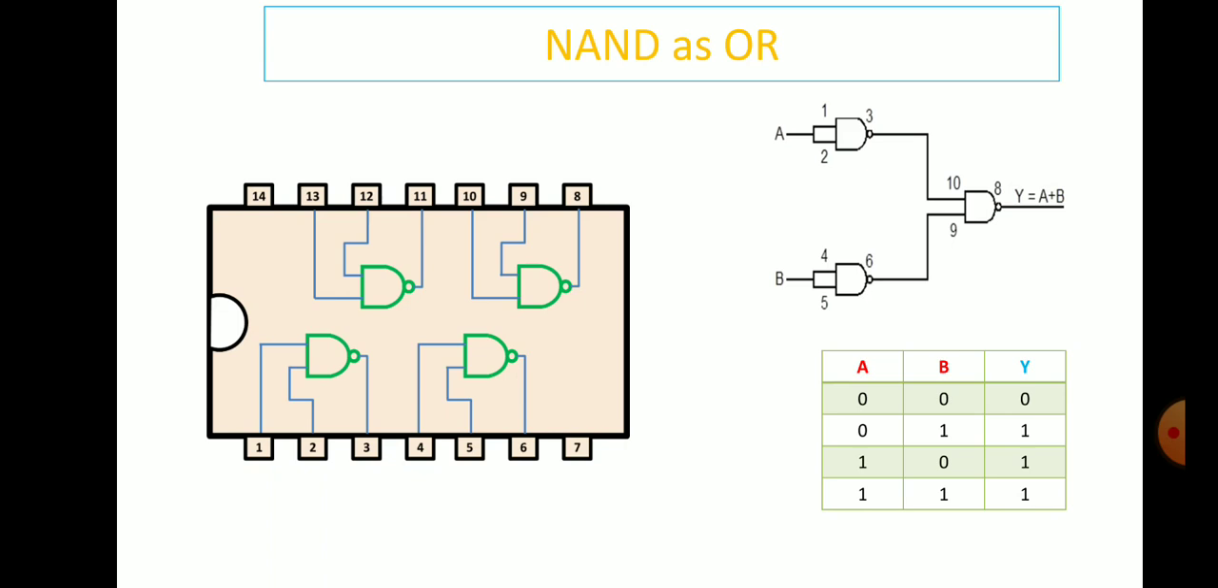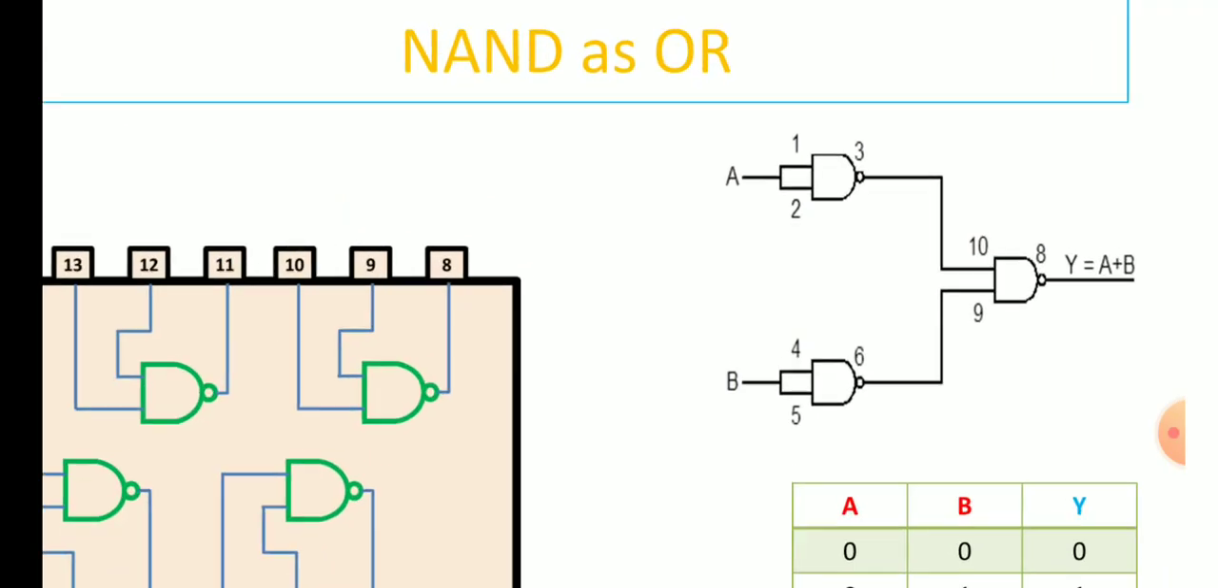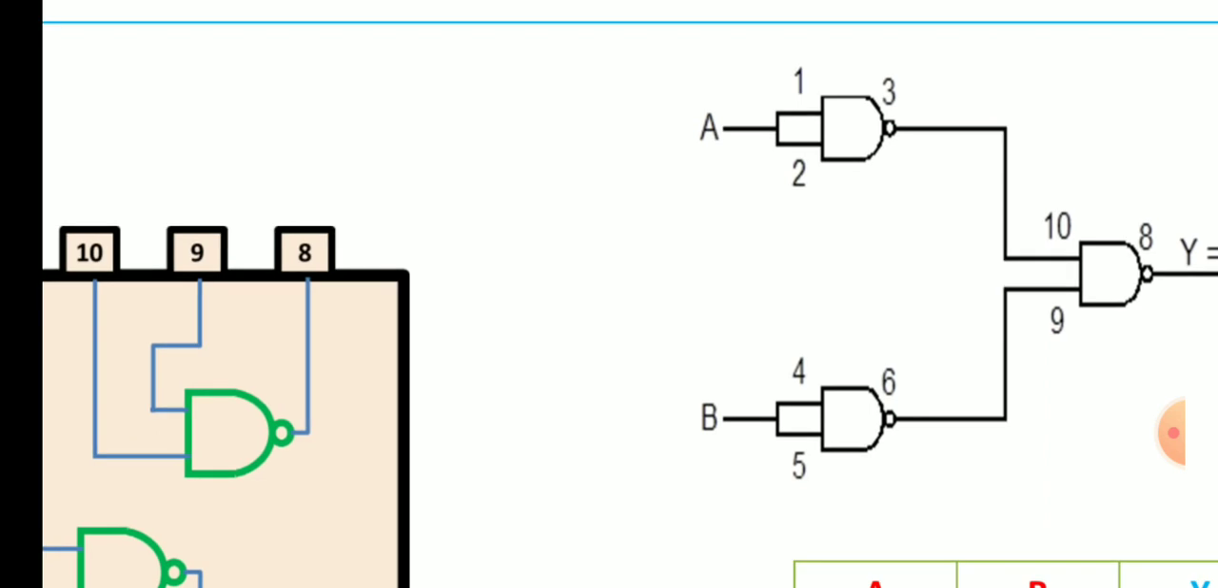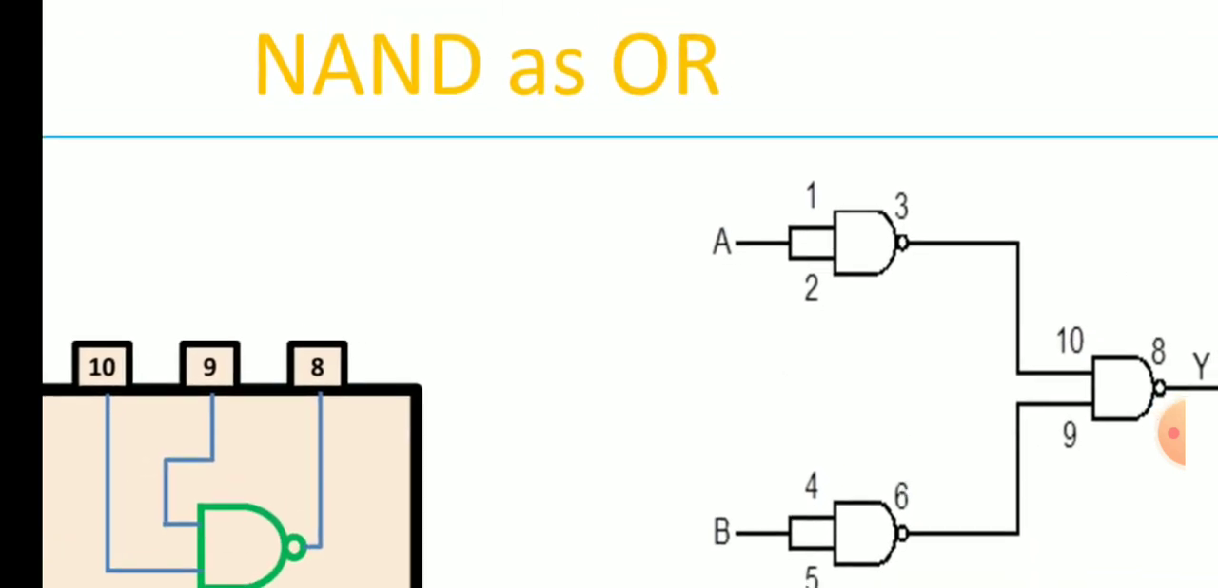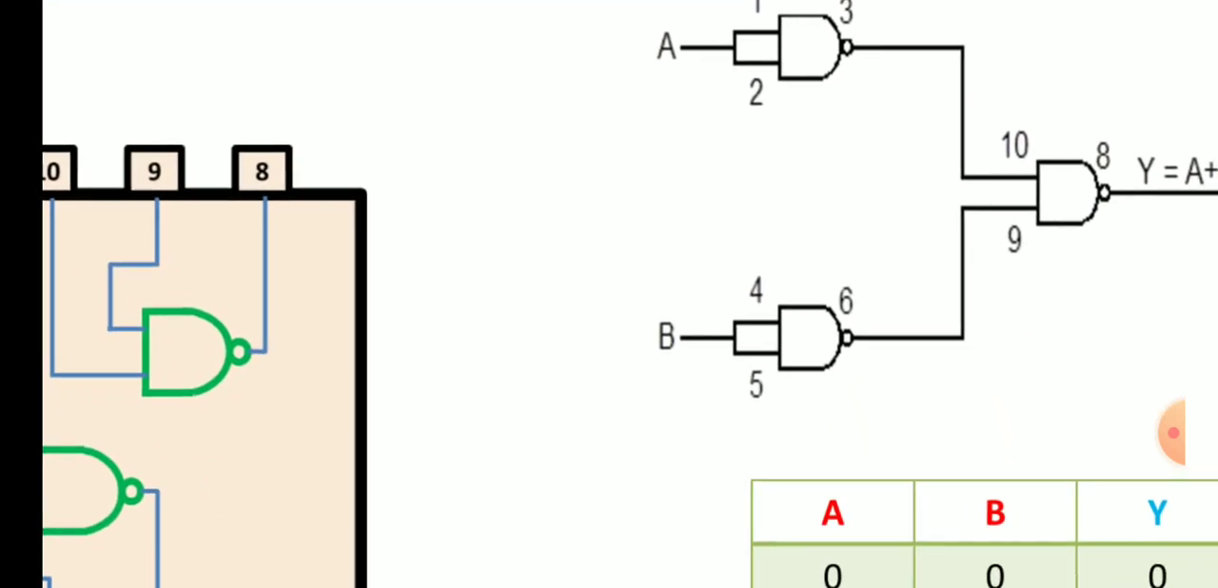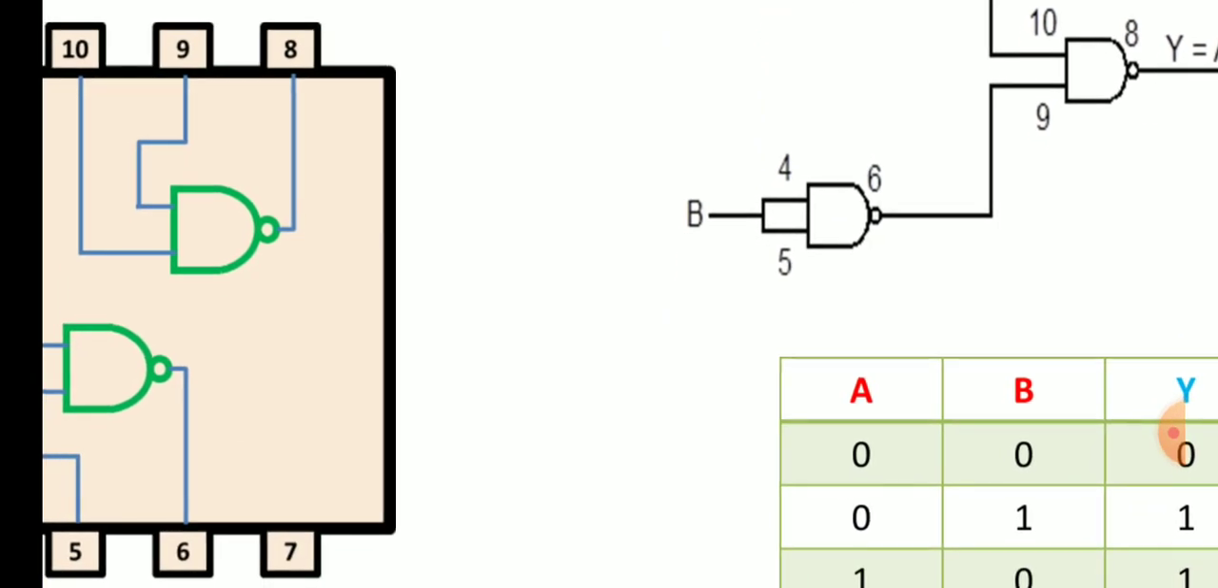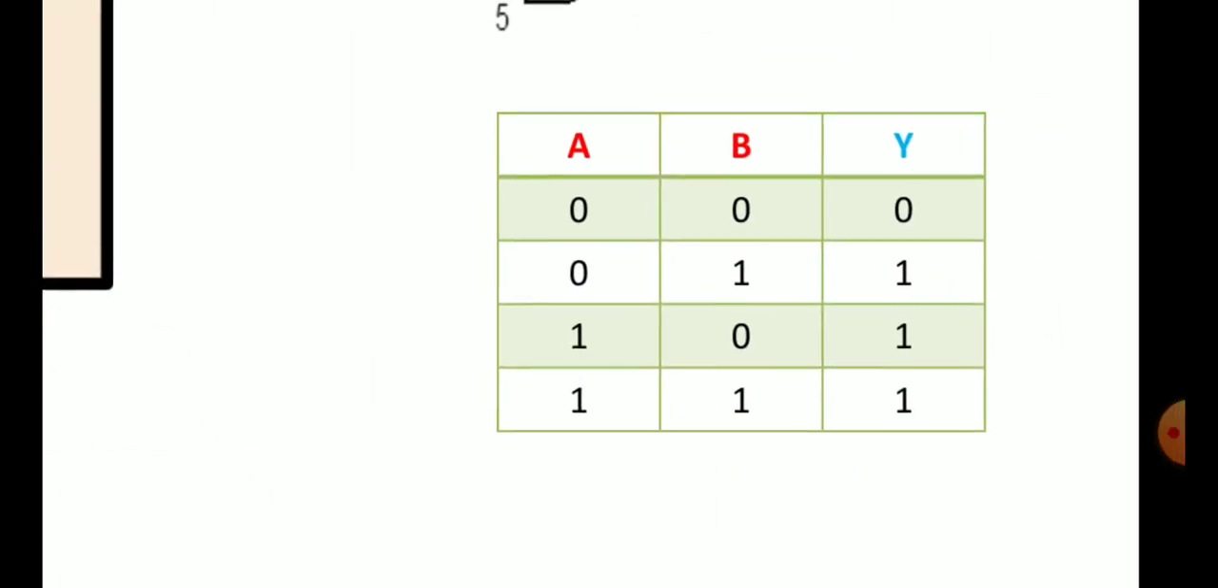So how to connect this? We are much familiar with this pin diagram and all other things. So the circuit diagram is given. The pin number 1 and 2 are interconnected first. Similarly, pin number 4 and 5 are interconnected.